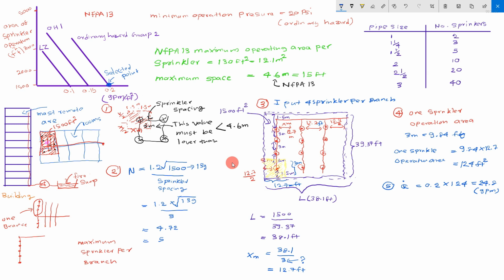Actually, it is not one sprinkler, it is the flow rate of the most remote sprinkler operation. This is the most remote sprinkler. It is positioned at the largest distance from the fire pump.